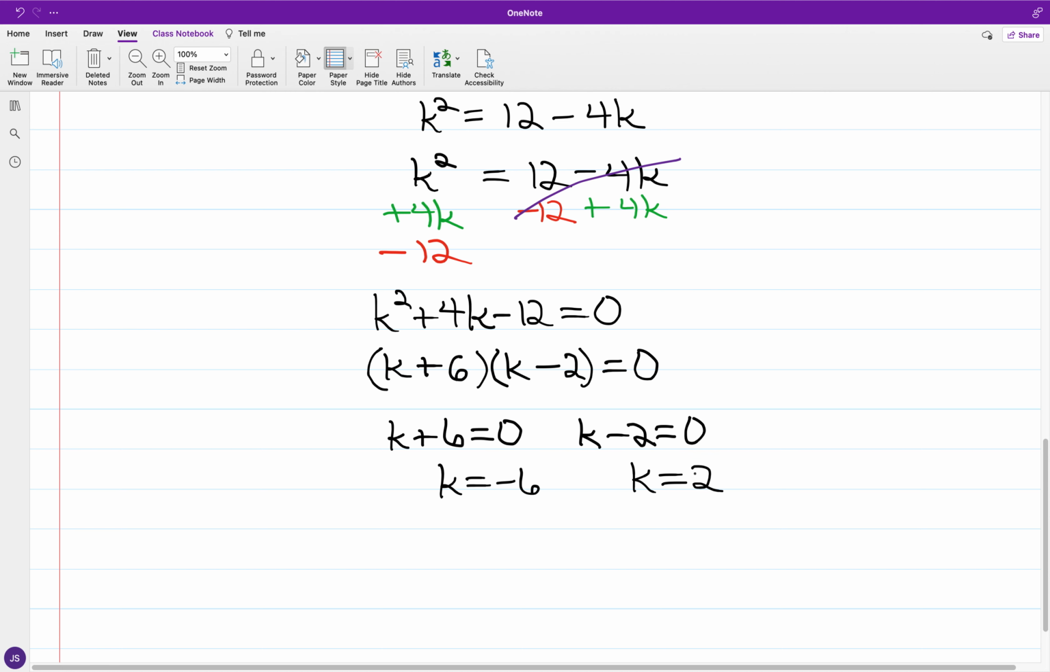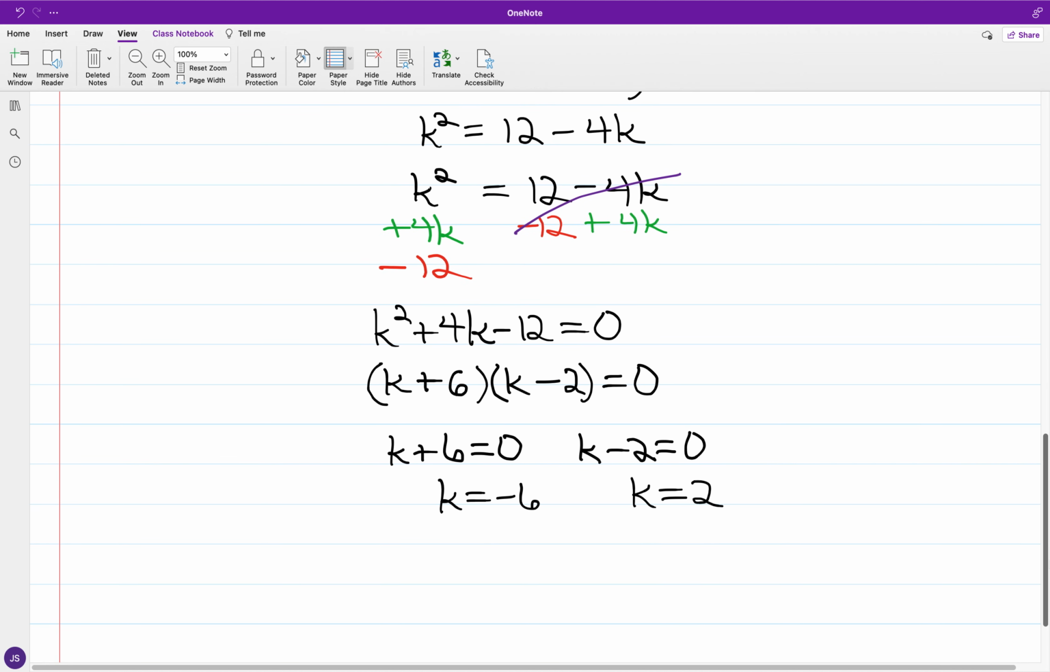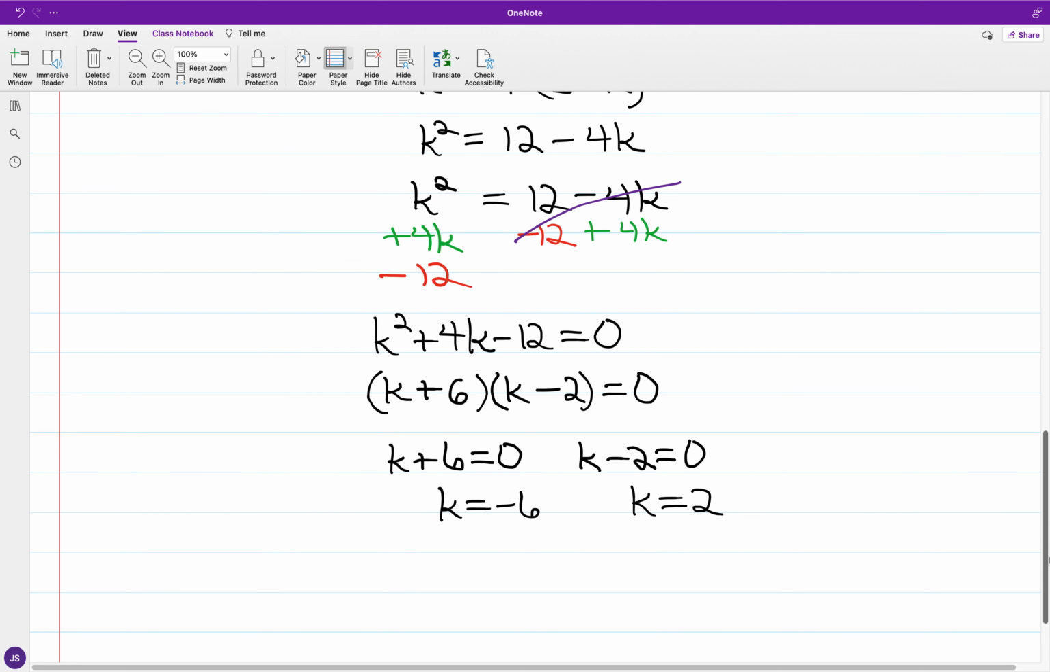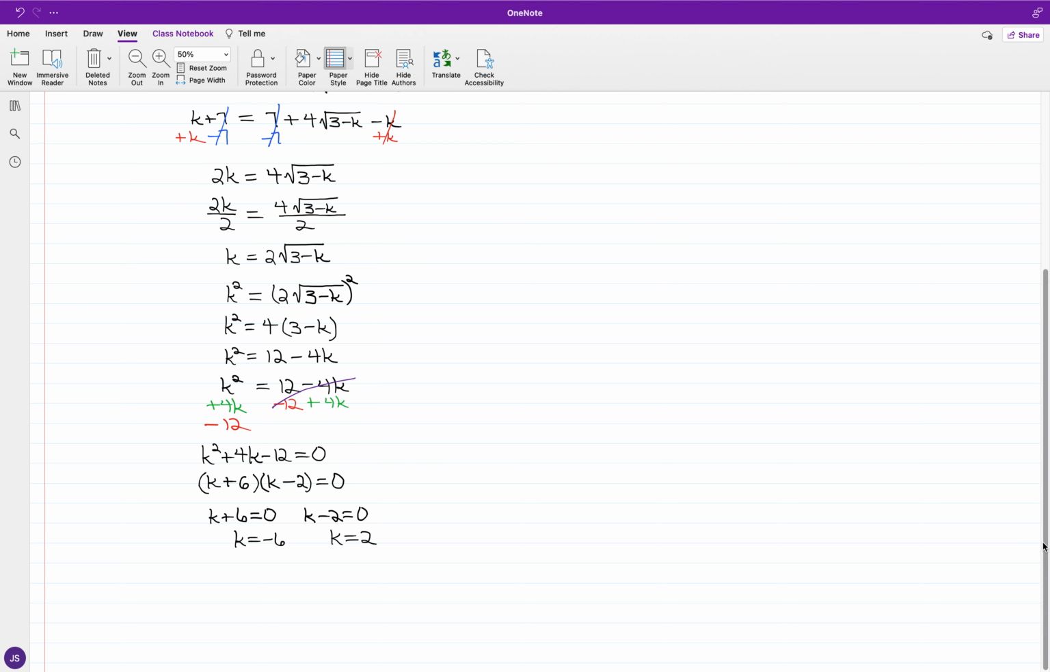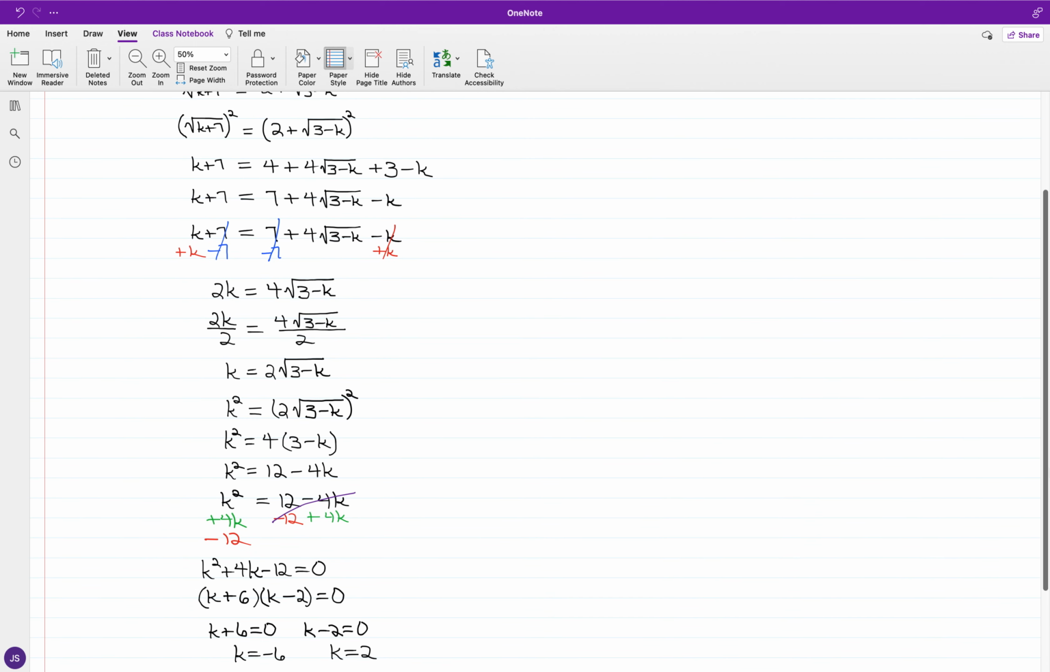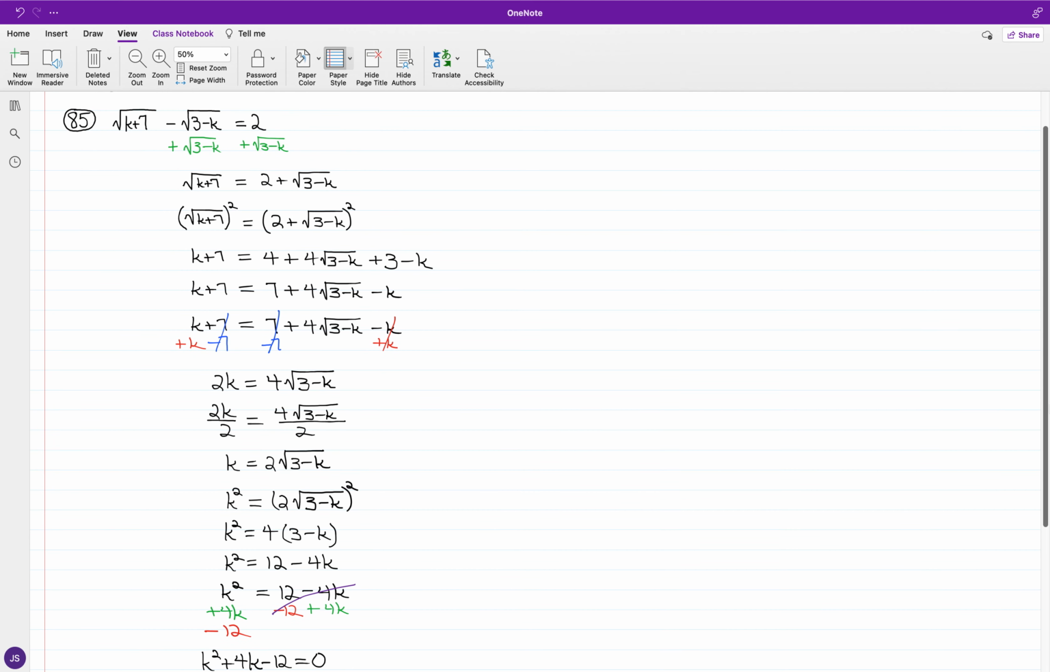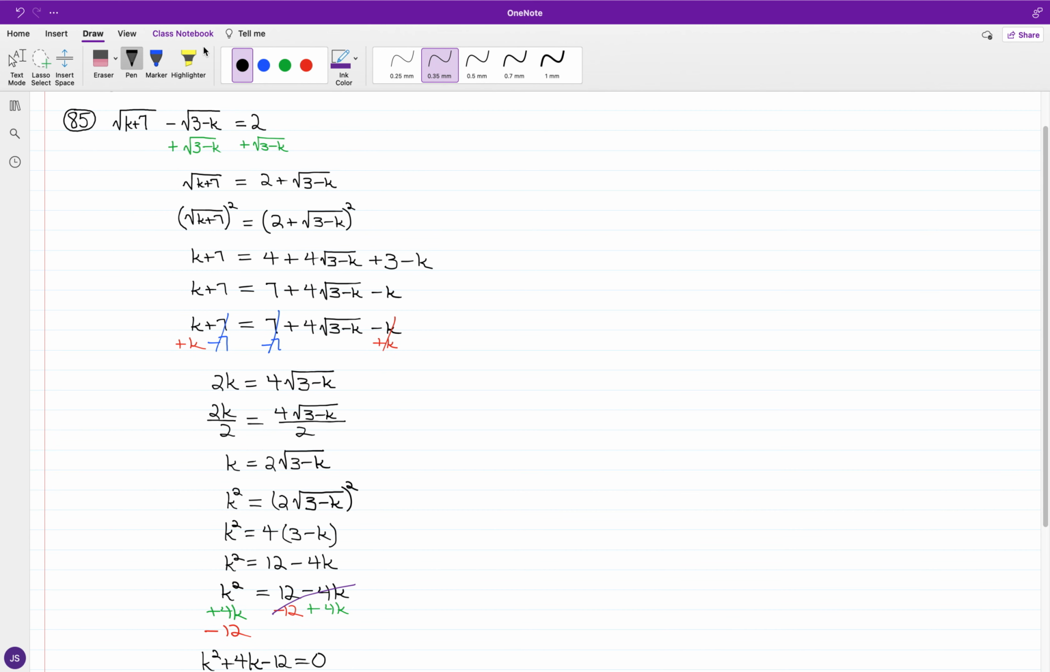Now we have 2 apparent solutions, and it might be that both will work out, or it might be that only one of them will work out, or it might be that we are not going to have any solution. And so for what we have in this case, if we go back to the original equation, say if I check negative 6 for k.